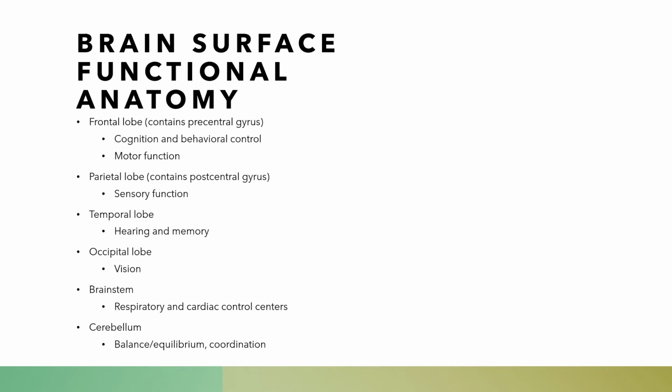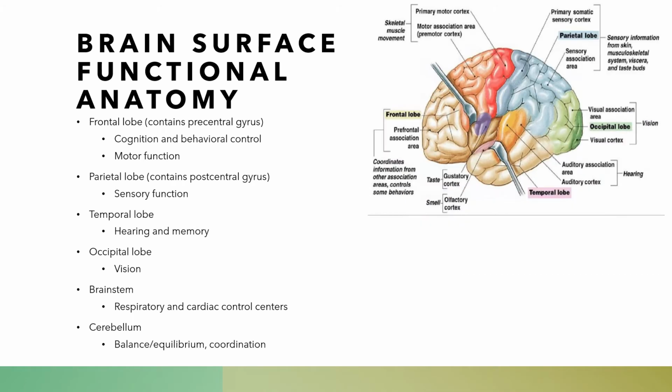Now let's talk about functional anatomy. So the frontal lobe, which is here, is responsible for cognition and behavioral control and motor function. You may have seen somebody who has a damaged frontal lobe and they act inappropriately. This is probably the reason why. In addition to the cognitive and behavioral control, the frontal lobe also has motor function because the precentral gyrus is located in the frontal lobe.